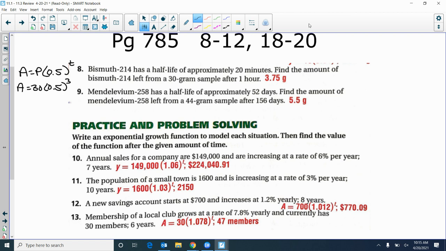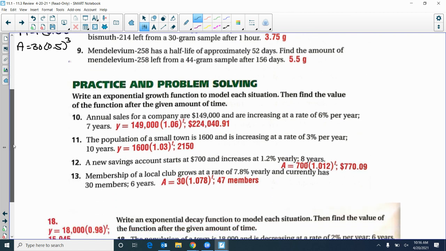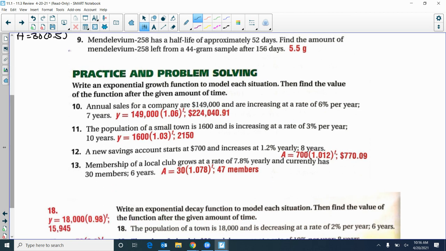All right, so for number 9 you do the same idea, and you get 5.5 grams. For number 10, you didn't have to do 13, but for these it says write the function and then find it after the number of years. Here would be your function. They use 1.06 because that's 1 plus 0.06. They just add them together. You get $224,040.91.